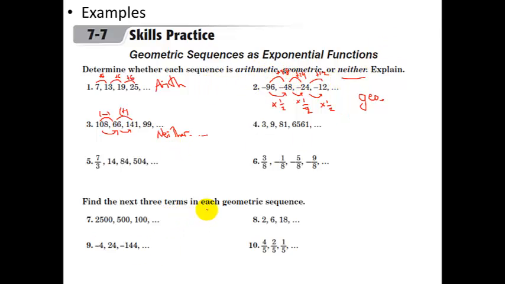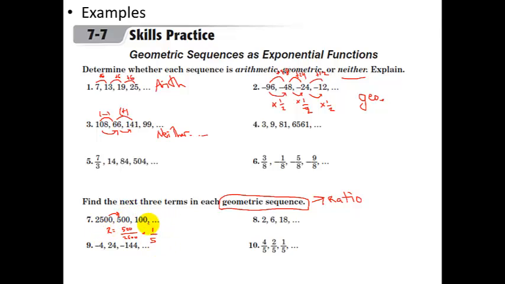Okay, find the next 3 terms of each geometric sequence. So they tell us it's geometric. Okay, so first we need to find the ratio. And then we can use that ratio to find the next couple of terms, next 3 terms. So to get from 2500 down to 500, we can use that the ratio is term 2 over term 1, which is 500 divided by 2500, which is 1/5. You could have also used term 3 over term 2. That might be easier. 100 divided by 500 is 1/5. So our ratio is 1/5.